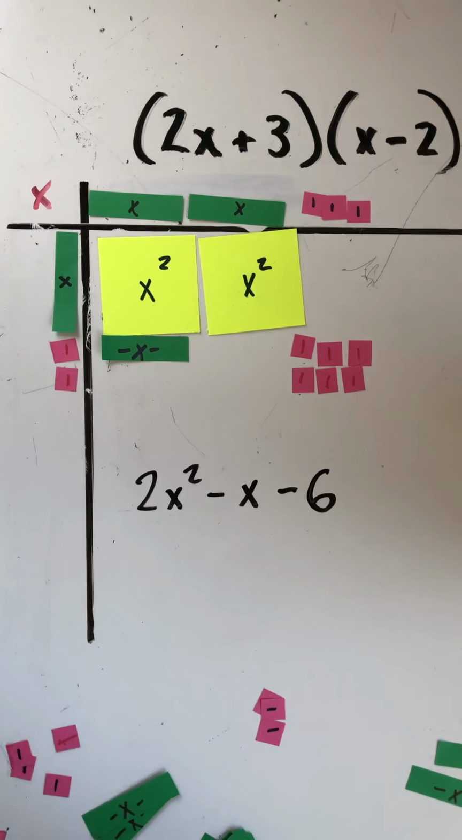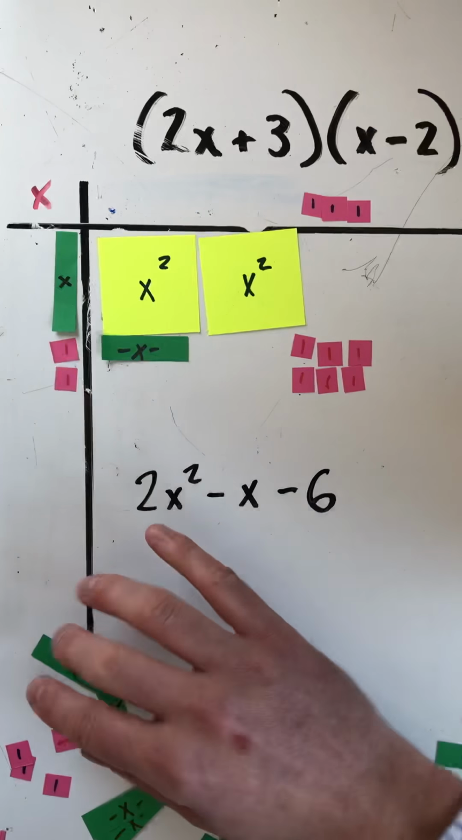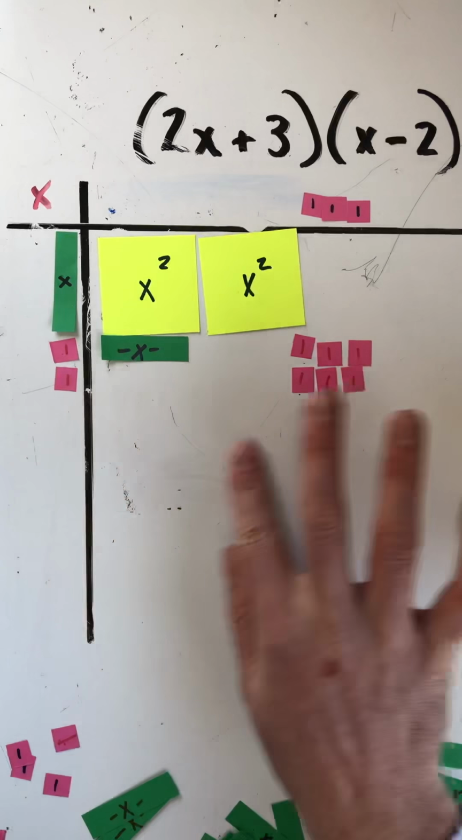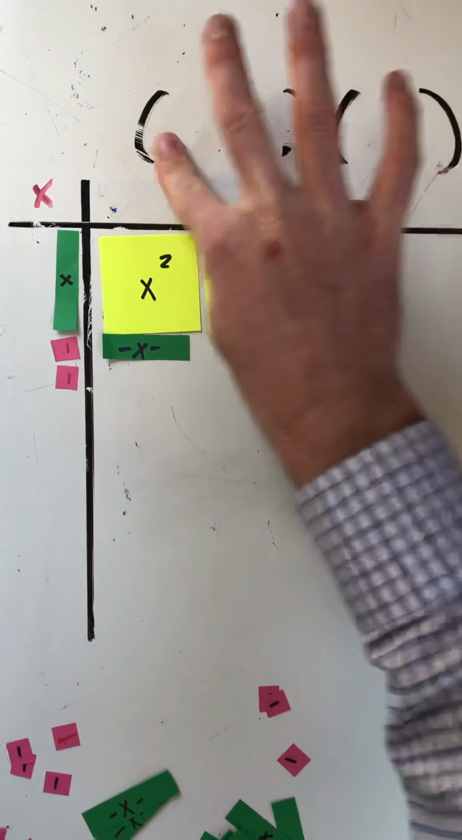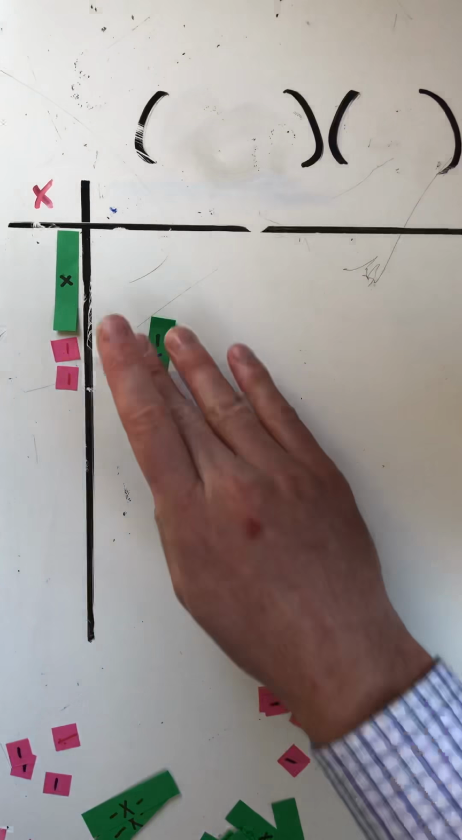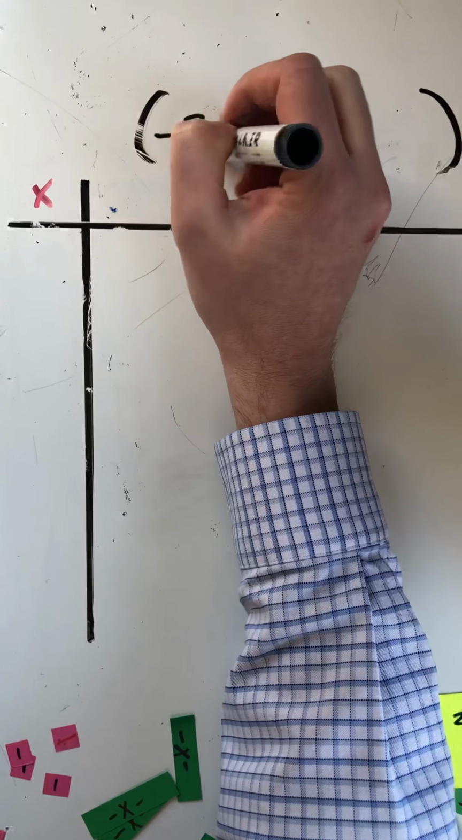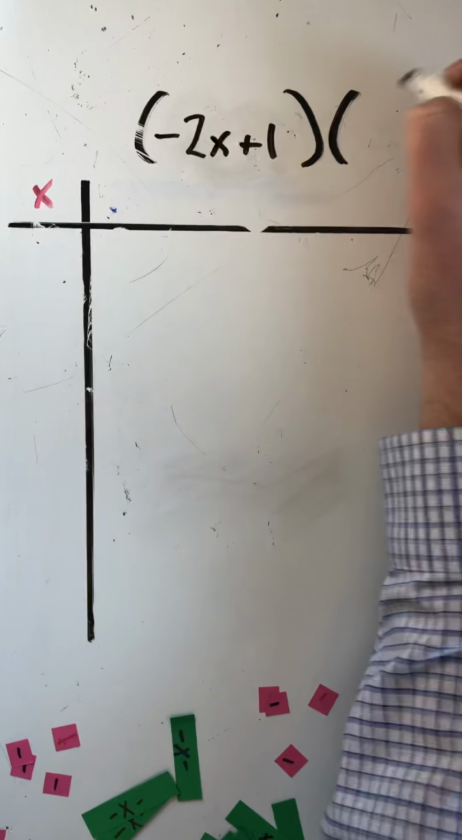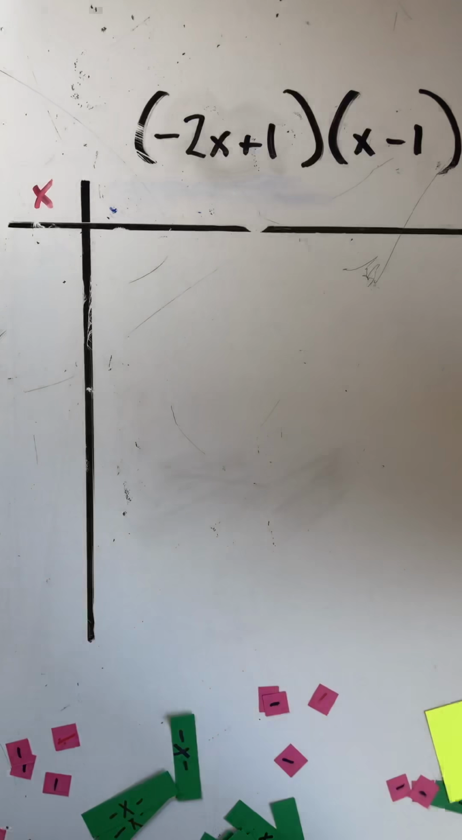Now let's see if I can do it with just regular pen and pencil. Clear the board. And we'll change the problem this time. Maybe we'll have, let's do a negative 2x plus 1 and an x minus 1. Negative 2x plus 1 multiplied by x minus 1.